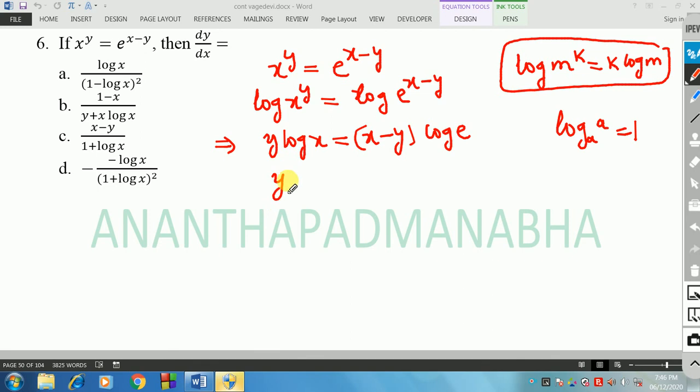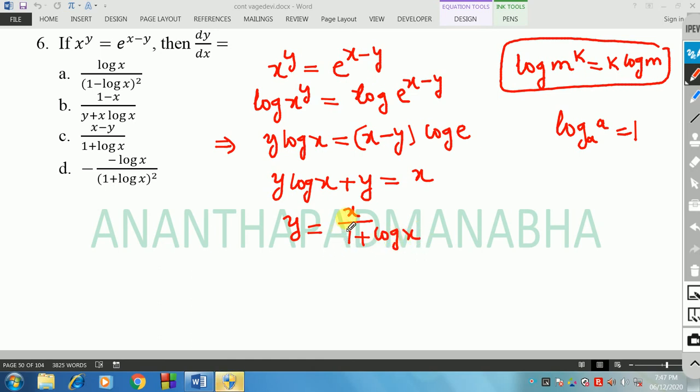Now I have y log x, and let me take this minus y to the right hand side. I have plus y here, which is equal to x. So now we'll take y common so that we can solve for y. When we take y common, I have log x plus 1. Carry that to the right hand side. I have y is equal to x by 1 plus log x.